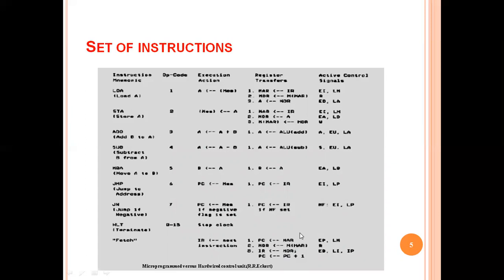MDR to IR means MDR data should be ED. ED means enable MDR. Then IR, that means load IR, and at the same time the program counter will be increased. So to increase the program counter, IP should be activated. Clear? That means, see here the sequence.